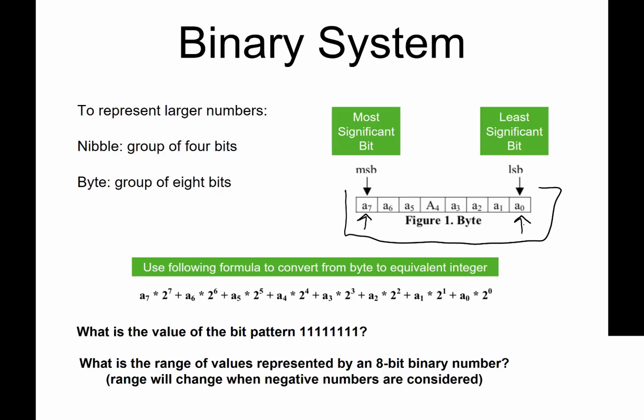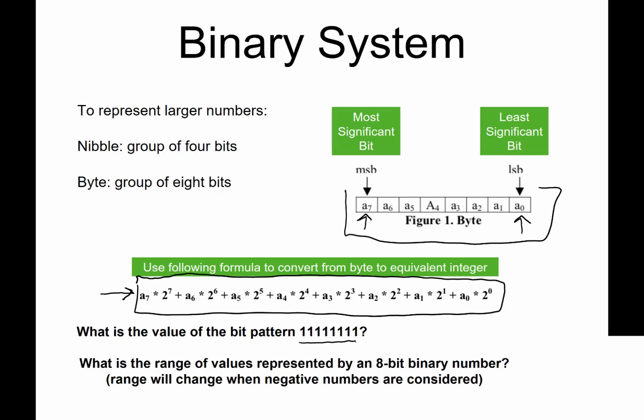We can use this formula to convert a binary number, whatever number is stored in the byte, to a decimal number. This is the formula we were just using. So let's say that we have a byte, so we have 8 bits. What's the maximum number that we can store in that? Let's write this out.